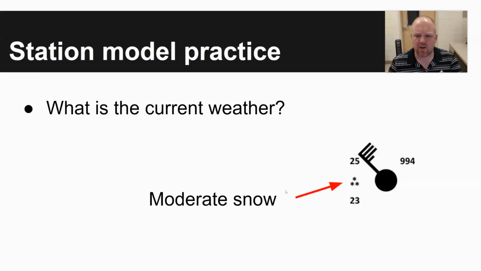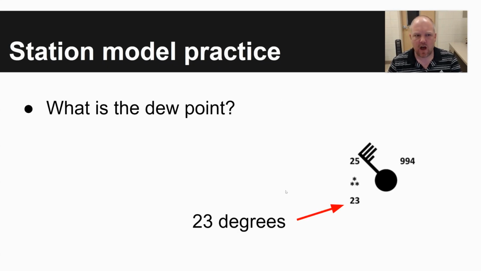So what is the current weather? You're going to find that at, again, 9 o'clock if you're looking at a clock from the circle. What you have here are 3 snowflakes. You can see 2 snowflakes, 3 snowflakes, or 4 snowflakes. 2 would represent light, 3 moderate, 4 heavy snow. So here we have moderate snow. What is the dew point? The dew point here is 23 degrees. That is the temperature at which you can expect to see precipitation of some sort.